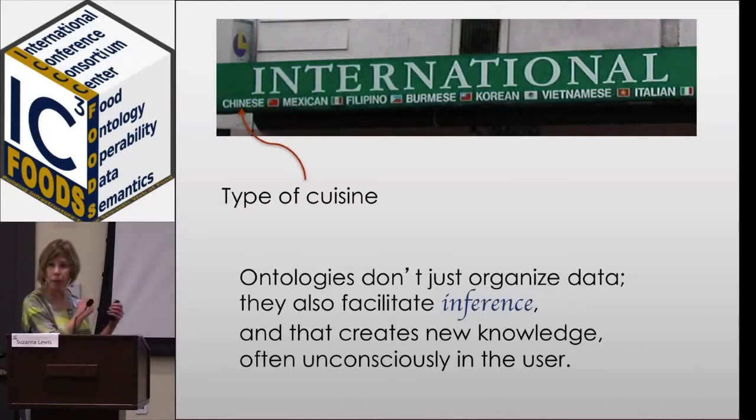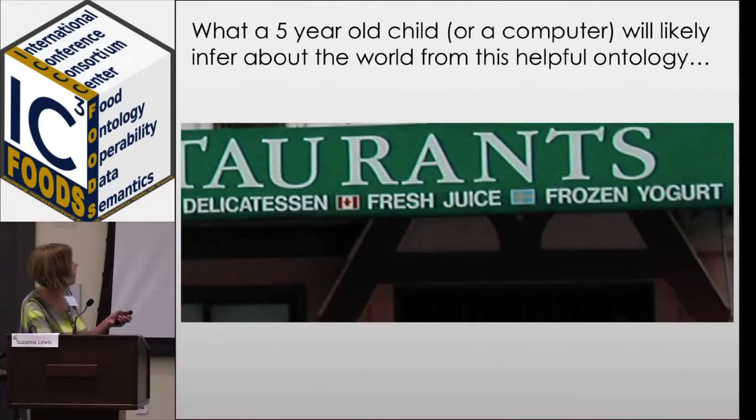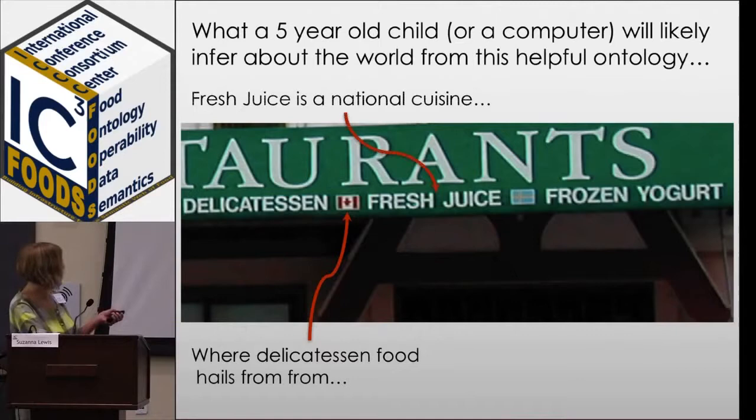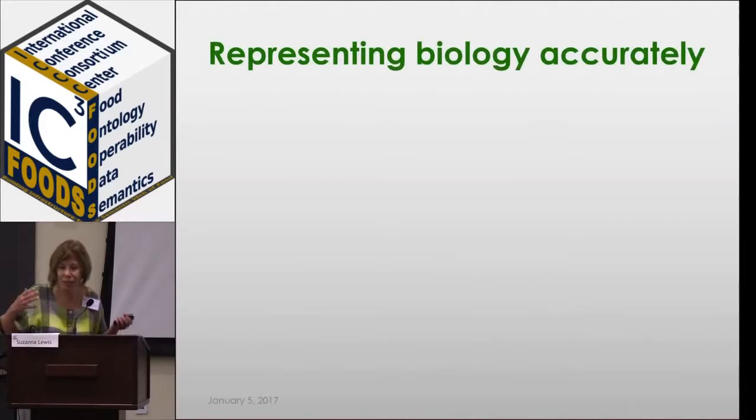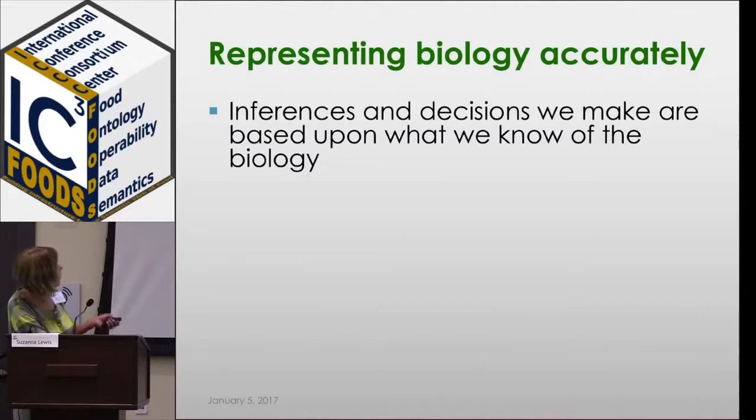The problem is, if we're not doing it correctly, we can make incorrect inferences. So I might say that delicatessen food comes from Canada, that fresh juice is the national cuisine of Sweden and that's the flag of fresh juice, and that frozen yogurt is a cuisine in search of a national identity. If you don't get your ontologies right, your inferences are going to be wrong. So it's very important to build your ontologies accurately.